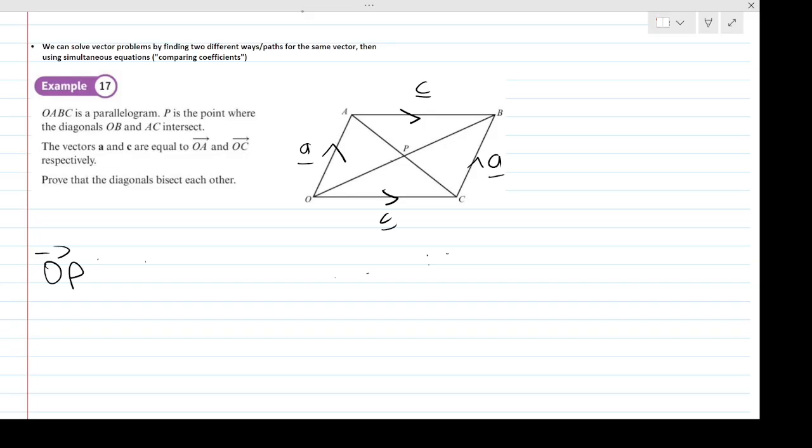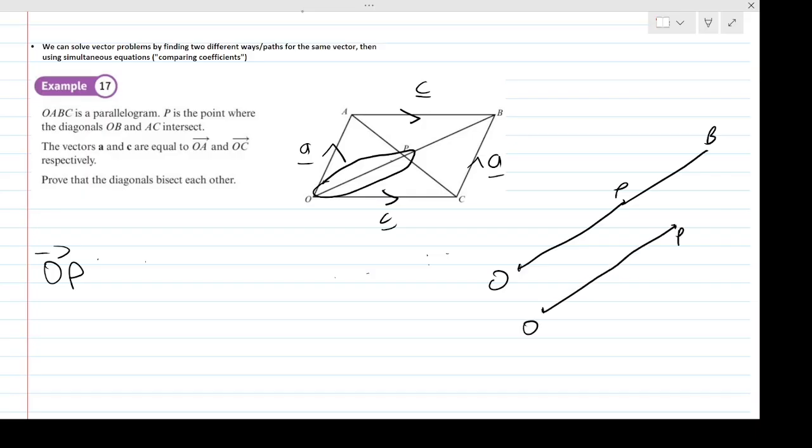Well, firstly, we can consider the fact it's on the diagonal OB. So if I draw the line out from O to P to B, hopefully you can see they're on the same line, which means if I take the vector OP, the line from O to P, that again is going to be the same direction as the whole line OB.